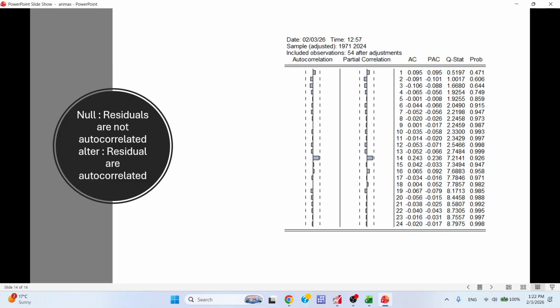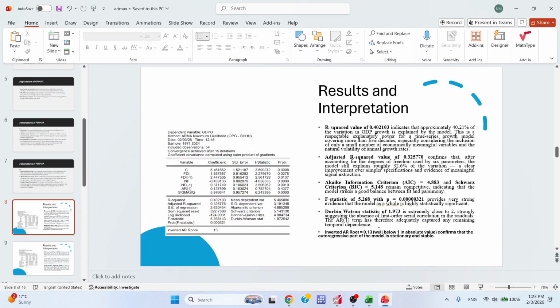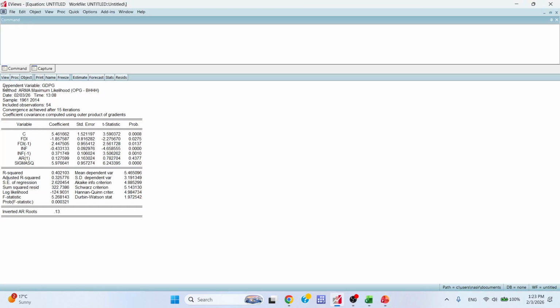So I have already pasted my result here. We will again go to the EViews environment and apply the autocorrelation test, and then we will see whether our residuals are autocorrelated or not. Here you can see the results when we apply the ARIMAX model.